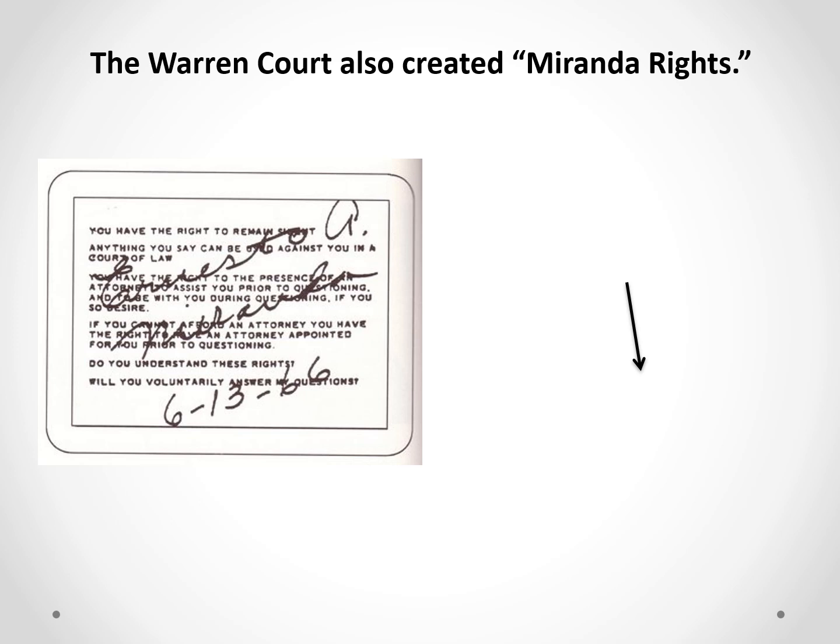Here's another construction of the Warren Court. This is Miranda rights. You may have heard of Miranda rights before. These are named in honor of a case involving Ernesto Miranda. So I'm going to tell you the story of Ernesto Miranda. It's a case that took place in 1966. It started several years earlier.